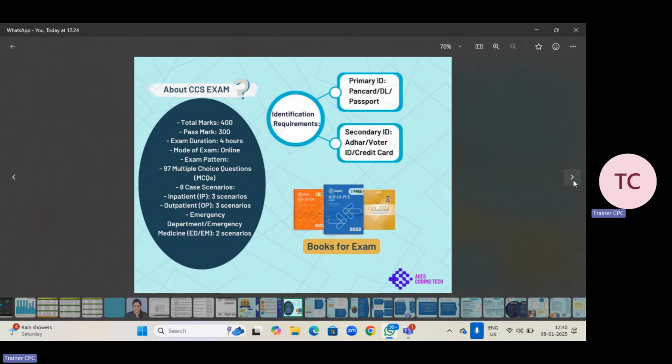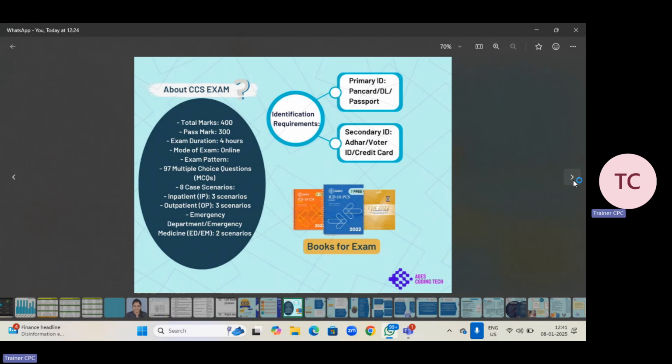Out of 8 case studies, 3 case studies are going to be from the inpatient chart, where we need to take ICD-10 CM, that is the diagnosis code, and the procedure code we will be taking from the PCS book. Whereas in our 3 outpatient case studies, we'll be taking codes from the ICD-10 CM for diagnosis, and for procedures we will be taking the CPT book, and if needed we will use appropriate modifiers. And the last 2 case sheets are from the emergency department.